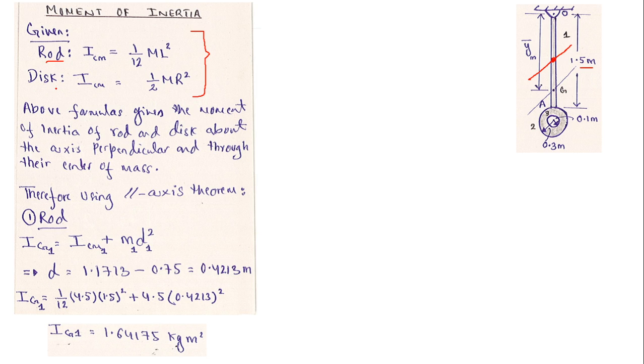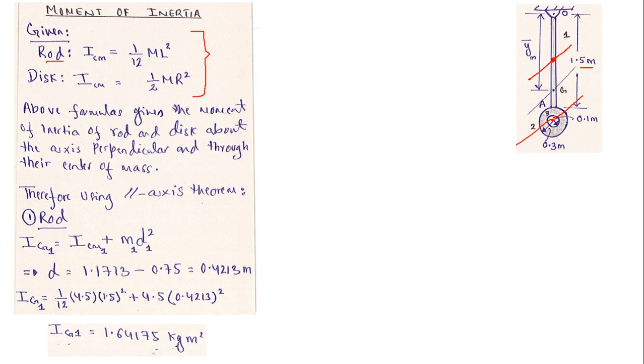And for disc, the moment of inertia measured about its own center of mass, which is located at its center right here. So you have to draw the axis that is passing from the center at this point. The moment of inertia of a thin disk is given by half mr square. So this r is the radius of the disk and m is the mass of the disk. So this is the moment of inertia of a thin disk measured about the axis that passes through its centroid.